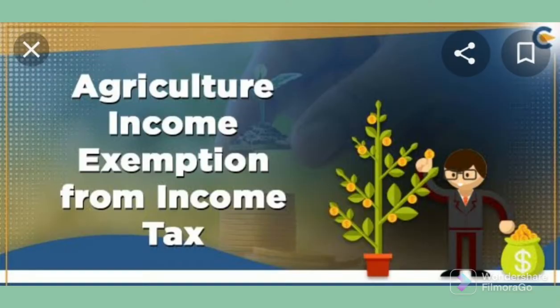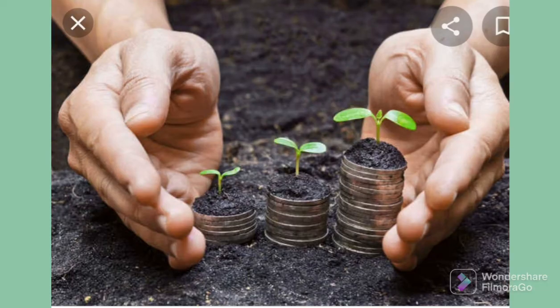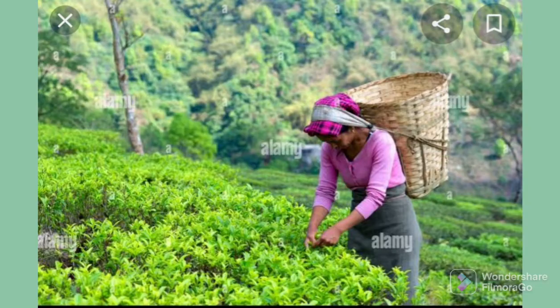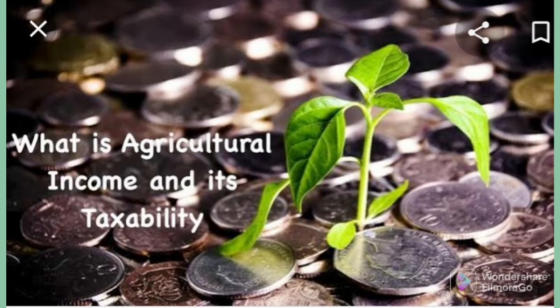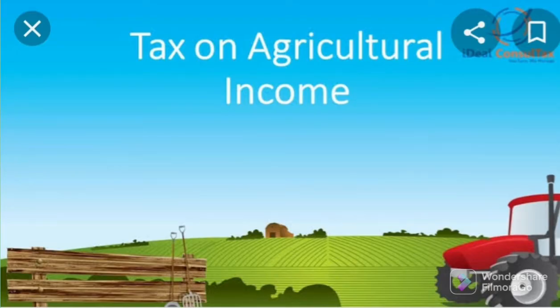So, what is the tax treatment of agricultural income? Agricultural income is not taxable under Section 10(1) of the Income Tax Act, as it is not counted as part of an individual's total income. That's what we have already studied. However, the state government can levy tax on agricultural income if the amount exceeds rupees 5,000 per year.